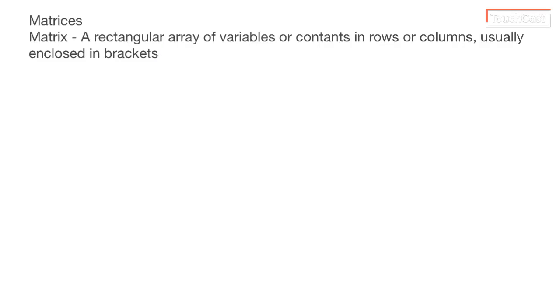Just as a visual example of what that is, a matrix might look like A equals, and then in brackets, maybe we have a row where we've got -3, 6, 24, and in another row we've got 0, -15, and -7.